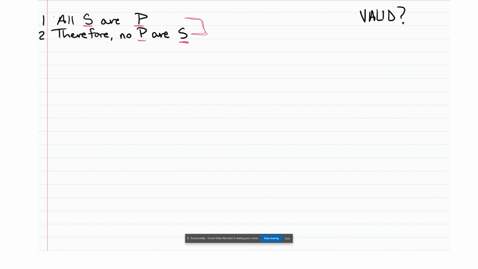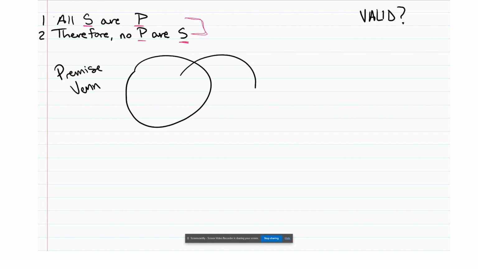All right, so now that we know it's S and P, we know that for our premise Venn diagram, which is the one that we're going to start with, we're going to have two big circles. And we're going to label one of them S. I'm going to put S on the left, and one of them P. And so now the question that we have is to figure out what we do about the categorical form of the premise.